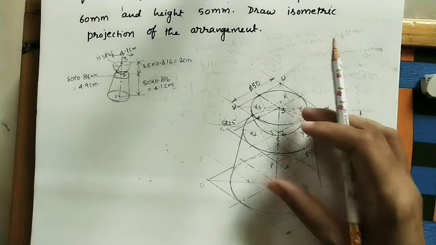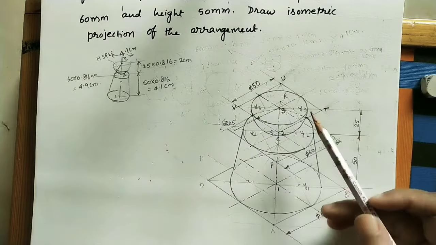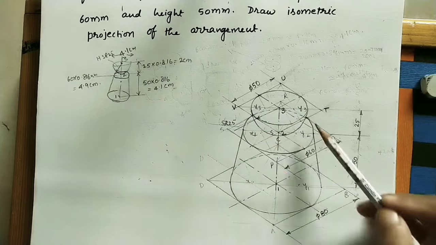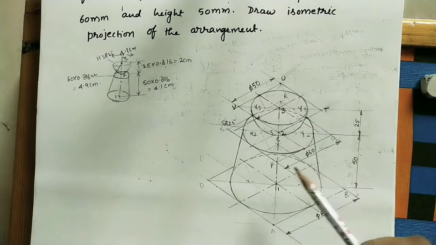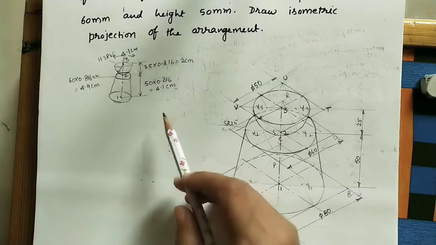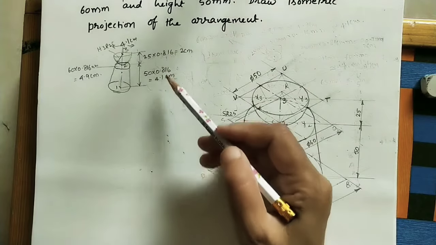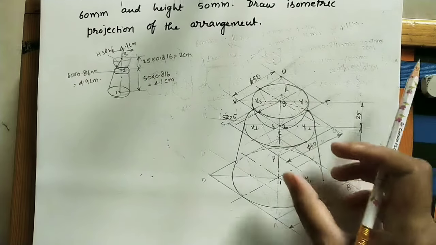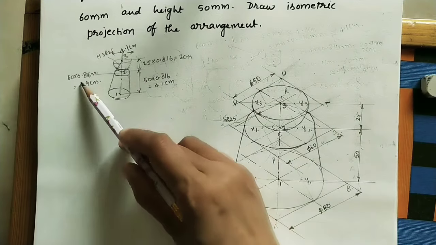So here this is the isometric view of the given arrangement. All outlines should be in dark color, and the invisible part should be with dotted lines. Here mark the given dimensions. The bottom diameter is 80 mm. Instead of new dimensions, mark only the given dimensions. The top surface diameter is 60 mm, okay, it is 60 here.